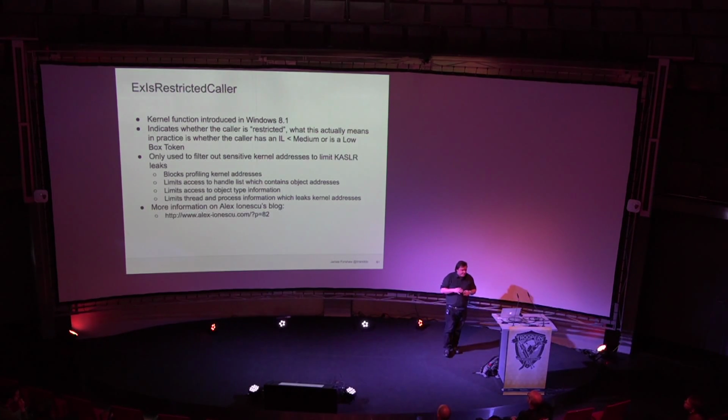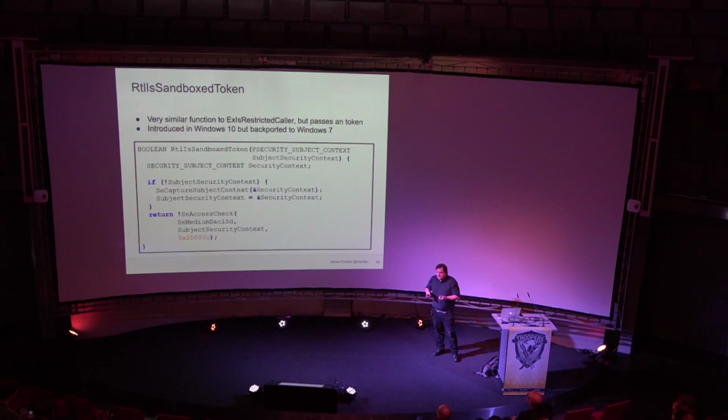In Windows 8.1, Microsoft introduced a function called ExIsRestrictedCaller. What this function is used for is to try to mitigate against KASLR leaks, ASLR information out of the kernel, which would allow a sandboxed process to improve the reliability of its attacks against the kernel. It does loads of different things, but it's a way of bolstering KASLR so you're not leaking quite so much information to the outside world. Alex Ionescu has quite a good blog on this, worth reading if you're interested in all the different things it mitigates against. I'm more interested in this function.